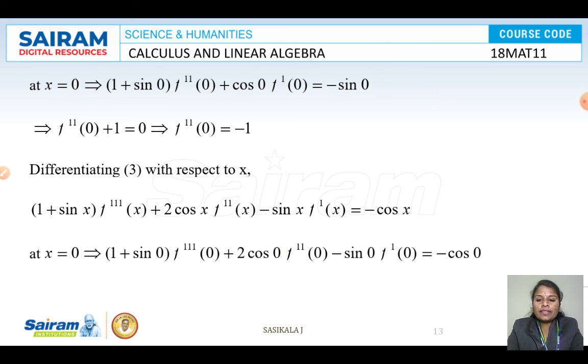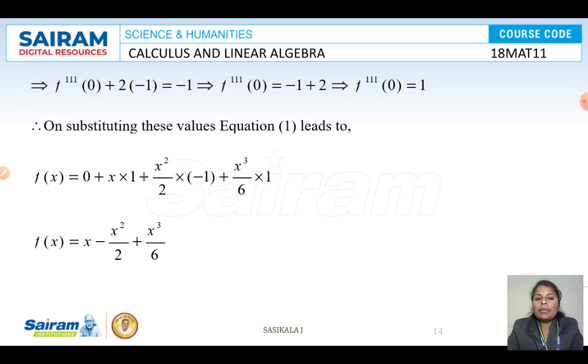Now substitute x is equal to 0 and you will be getting the value of f triple dash of 0 is equal to 1. Now substitute all the three derivative values in the Maclaurin series expansion. You will be getting the solution as x minus x squared by 2 plus x cubed by 6.